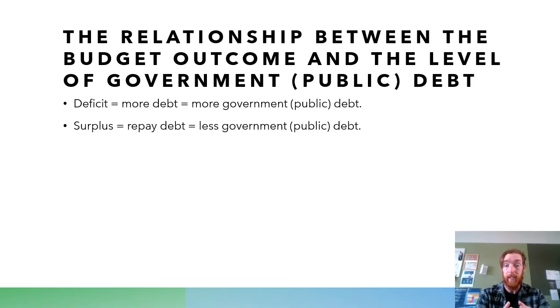So public debt is government debt, private debt is households and businesses. A deficit means more debt, which means more government or public debt. We have to borrow money to finance that deficit. A surplus means we're able to repay debt, which means there should be less government or public debt. Easy as that. Moving on.